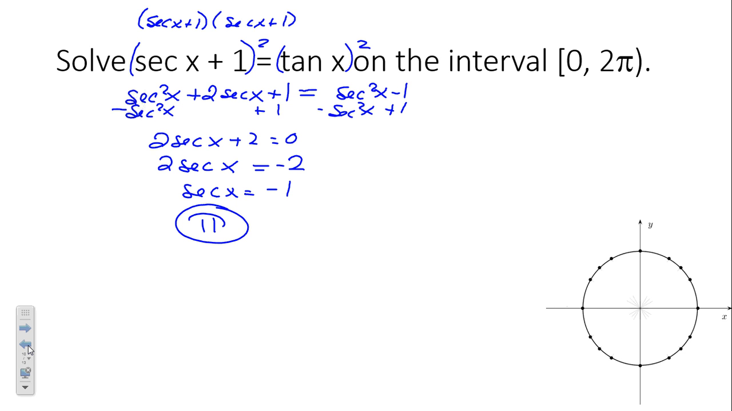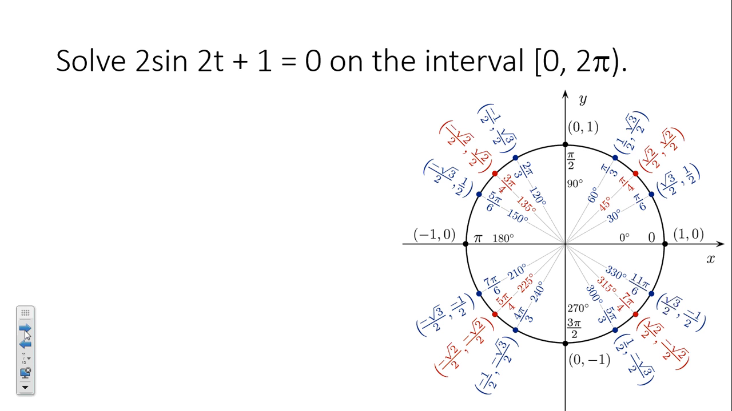All right, last example. I think this is the last one. So now we're going to work with 2 times the sine of 2t plus 1 equals 0. First step in trying to get our sine of 2t by itself is going to bring this 1 to the other side. And then we're going to divide both sides by 2. So now the sine of 2t will be -1/2.